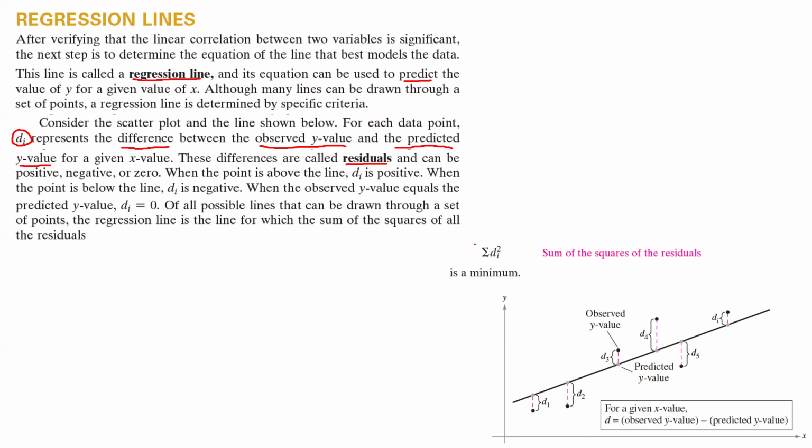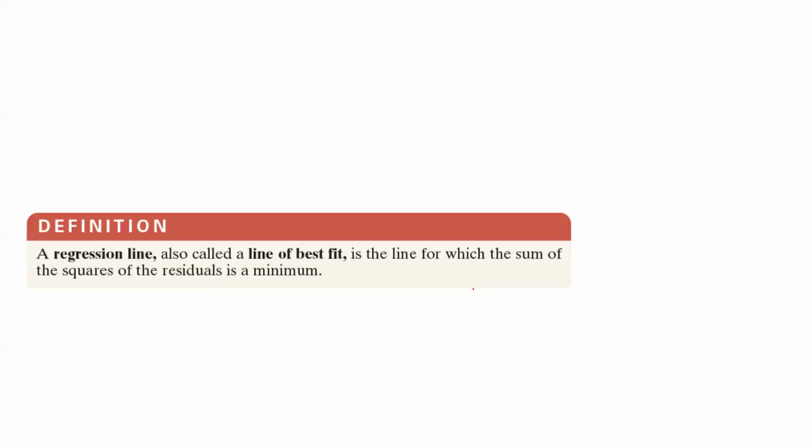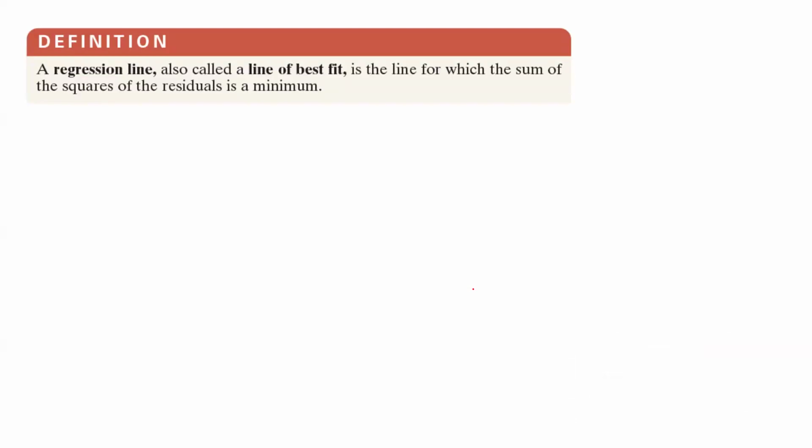Remember that our goal is to make this quantity as small as possible. The sum of squares of the residuals needs to be at its minimum value. A regression line, also called a line of best fit, is the line for which the sum of the squares of the residuals is minimum.